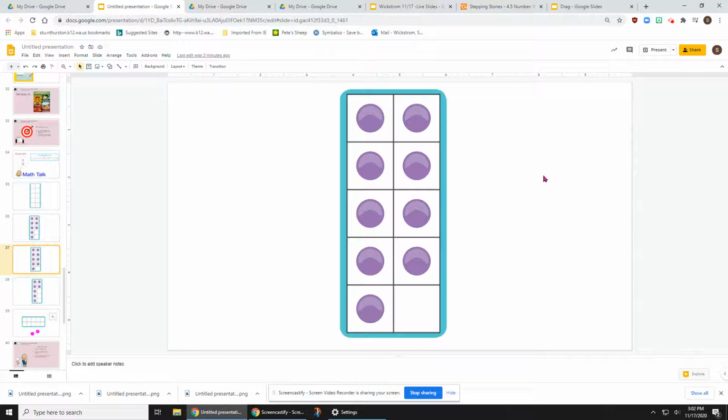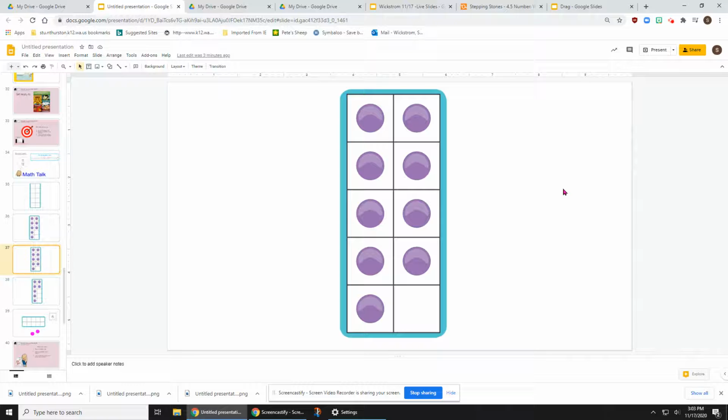How many more do you need to make 10? We have 9. How many more counters do we need to make 10? 1 is correct. If you put 1 more purple counter in there, the 10 frame would be full and we would have 10 counters. That's right.